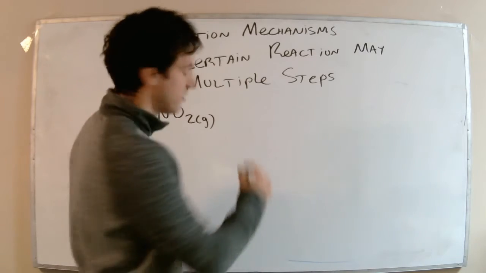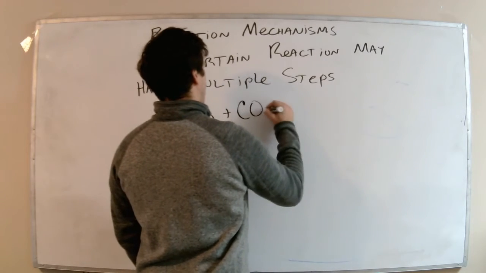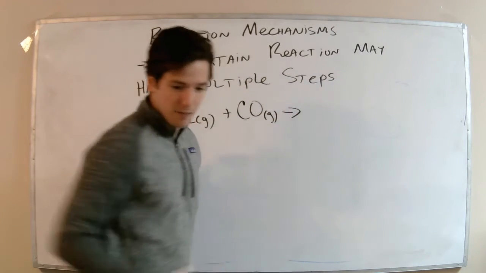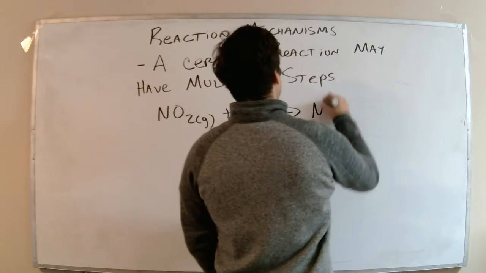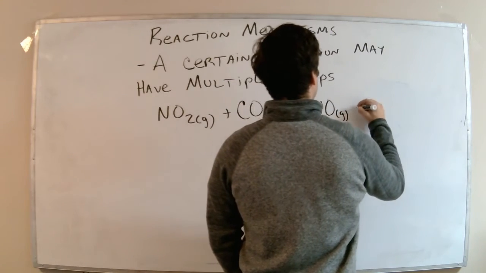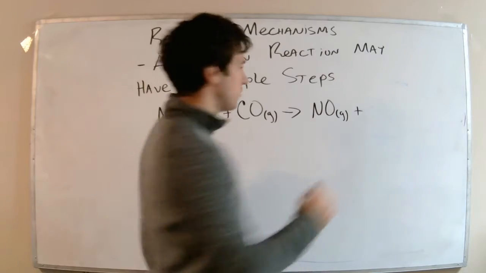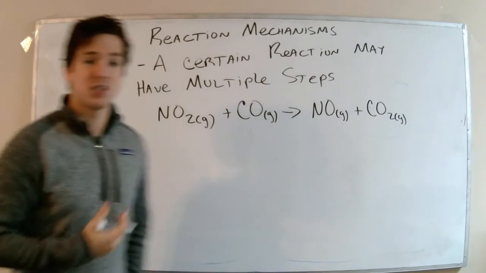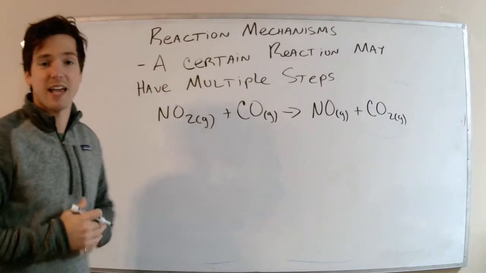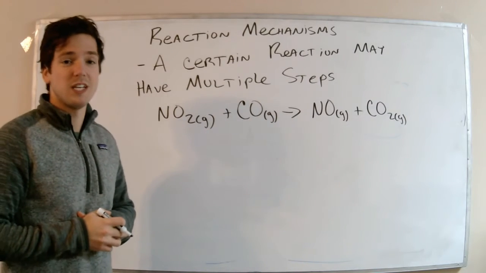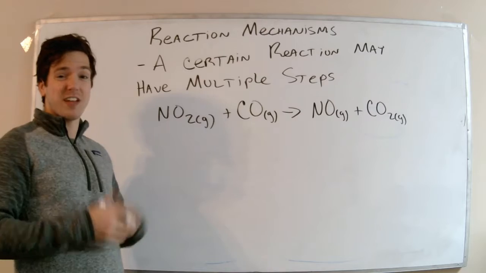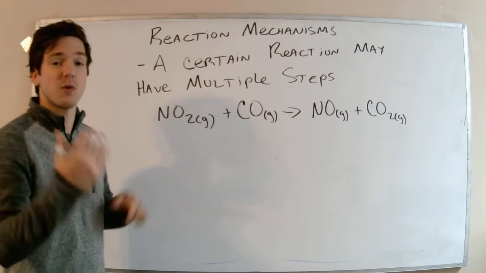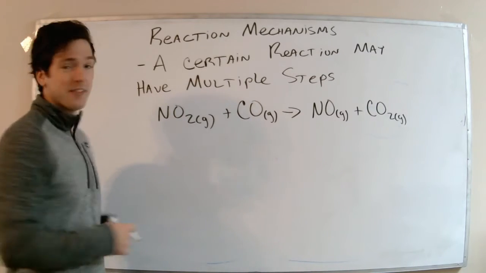But what are they? So reaction mechanisms, when you see a reaction such as NO2 gas and carbon monoxide gas, and it makes NO gas and CO2 gas. This is the overall reaction, but really this isn't the only thing that's happening. Most reactions you see are just kind of like the stage. There's actually a lot of stuff going on behind stage that you're not seeing.